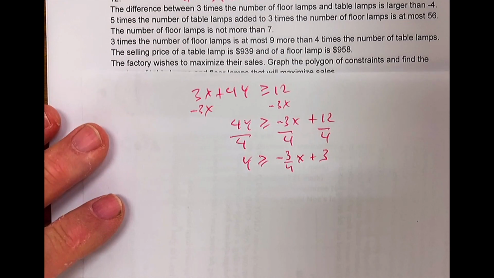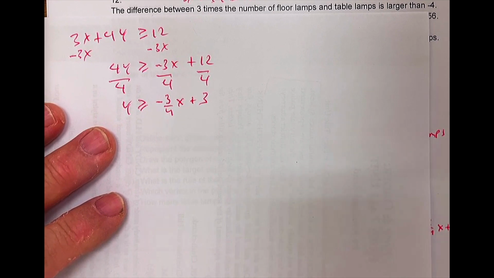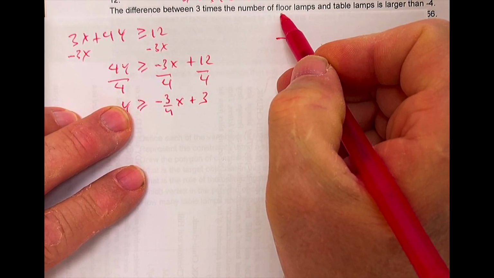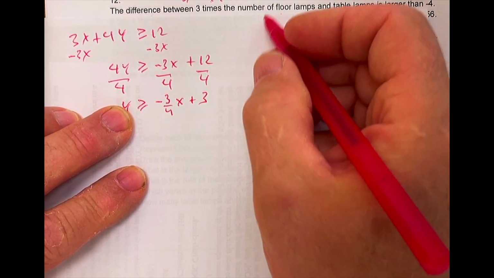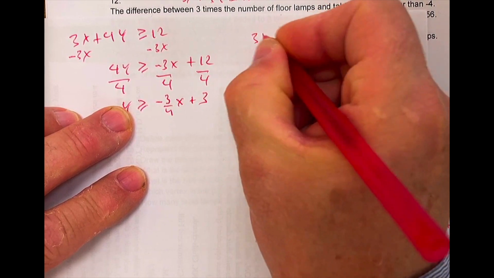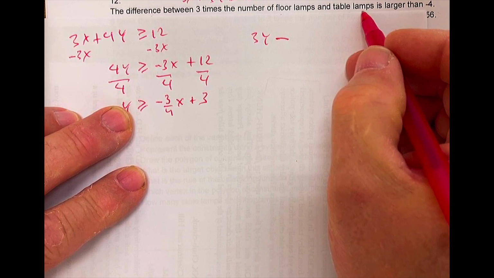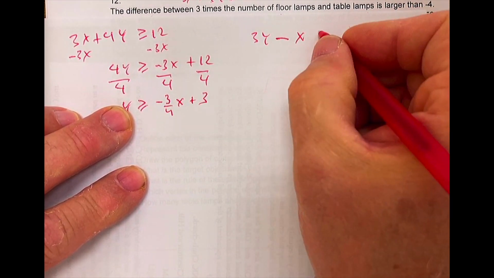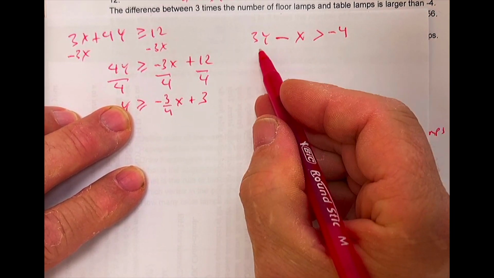Inequality number 2: the difference between 3 times the number of floor lamps and table lamps is larger than negative 4. Difference is subtraction. Table lamps are x, floor lamps are y. The difference between 3 times the number of floor lamps is 3y, take away the table lamps. It doesn't say 3 times table lamps, it just says table lamps. So that's x. Is larger than negative 4.